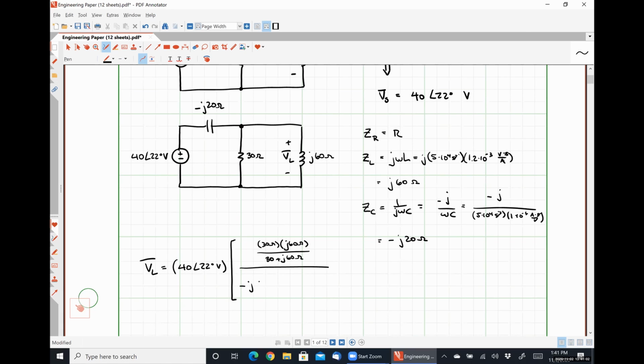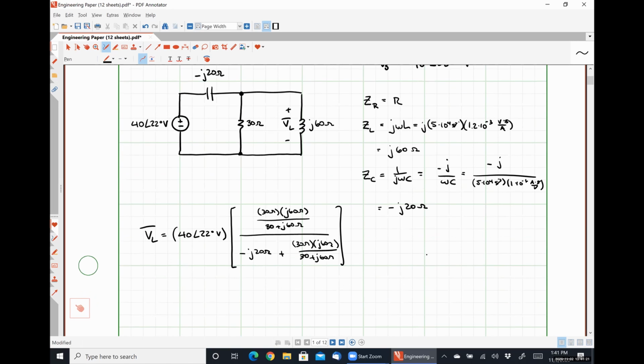And then I look for the total series impedance seen by my source, which is negative j20 plus those two guys in parallel, 30 times j60 over 30 plus j60. And there we have it. So take a moment or two and calculate this. Now notice real quick here, before you get to typing stuff into your calculator.